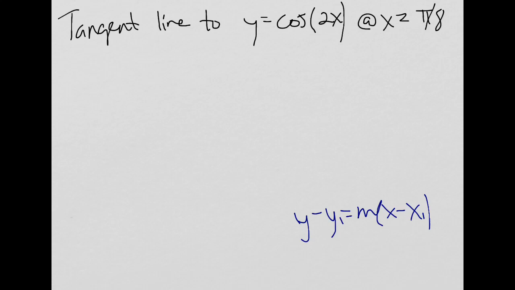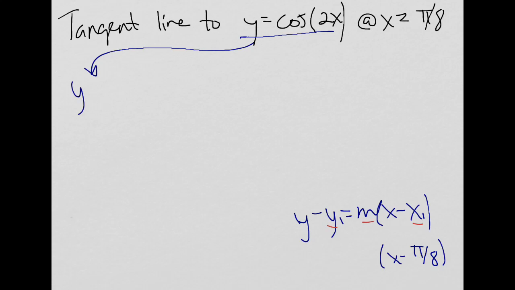And it's just a matter of figuring out what those different numbers are, the y1, the m, and the x1, these three. And then I've got my equation. I don't have to simplify it at all. So I already know that the x value there is pi over 8. Now I want to find the y1. So to find the y1, I plug in pi over 8 to this thing.